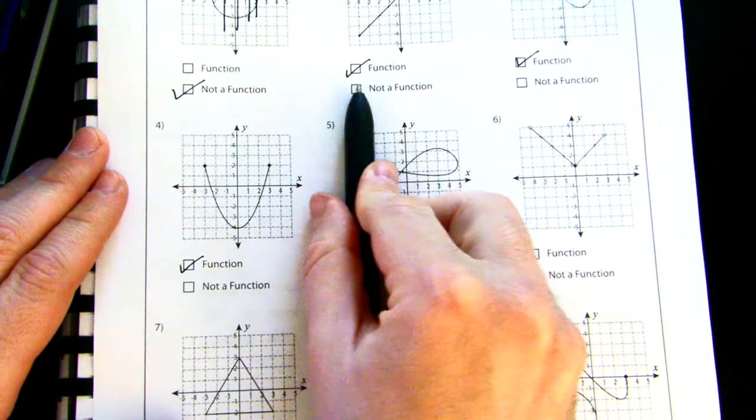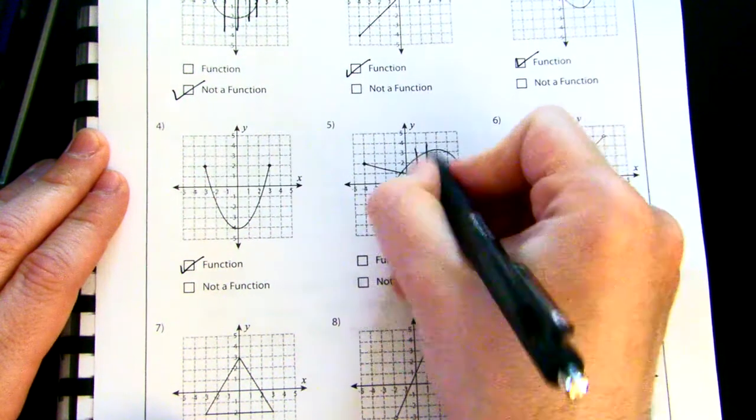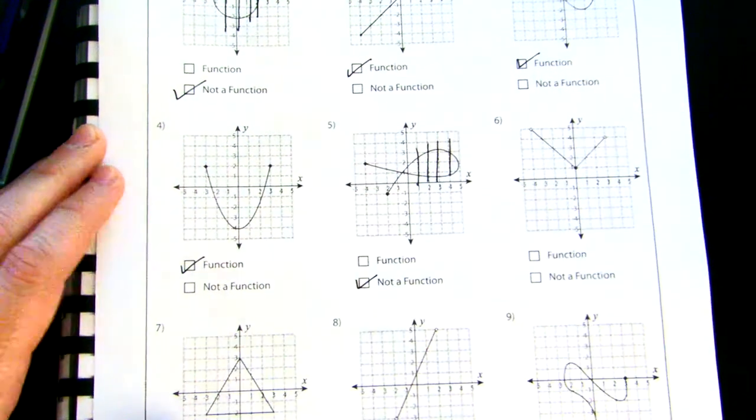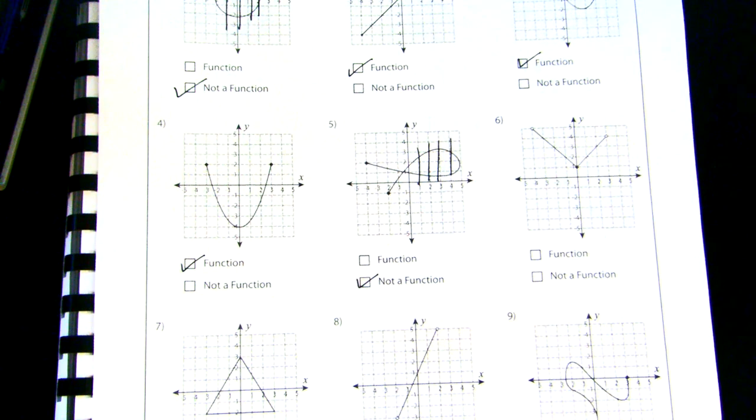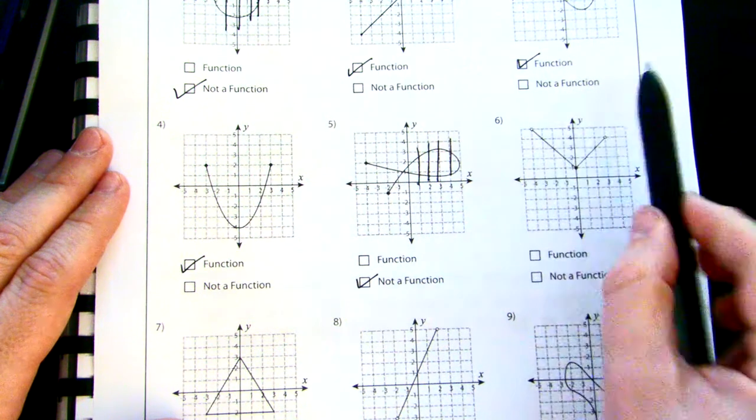Slide a vertical line across the graph. Oh, problems all over the place over here. I'm hitting 2 points, 2 points, 2 points, 2 points. Not a function. Try number 6. Slide that vertical line across there. Yep, that's a function.